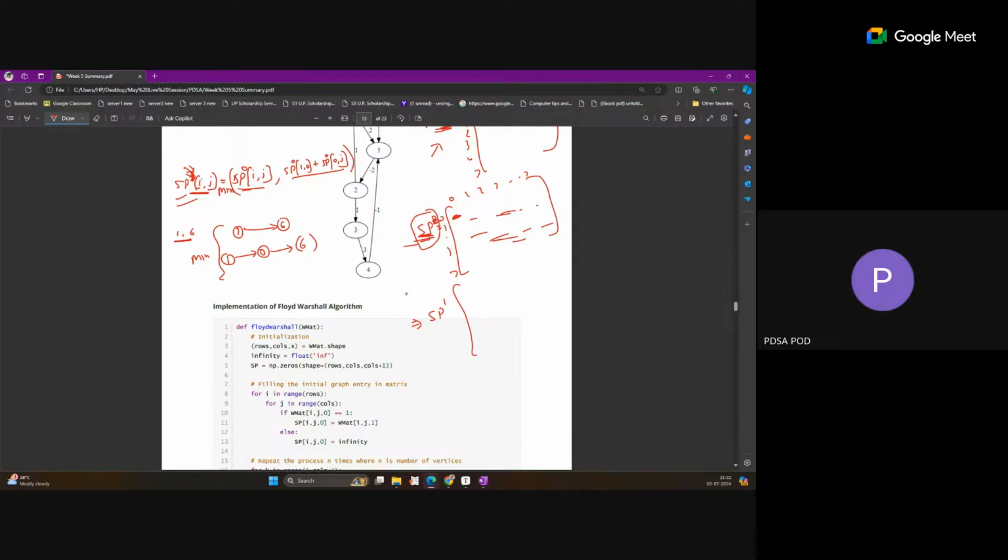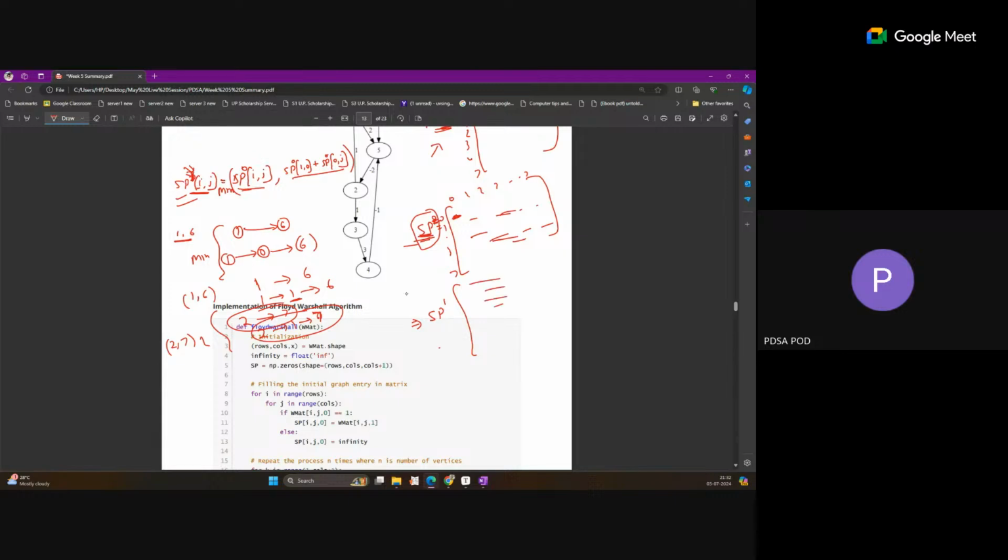Now the mediator node will be 1. For 1 comma 6, we check 1 to 6 direct, and with the mediator, 1 to 1 and then 1 to 6. So 1 will come as a mediator. If you are getting 2 to 7, that means 2 to 7 direct, and 2 to 1, then 1 to 6, that's 7. Among these two possibilities, we select the minimum one. In this way, we calculate all the matrices.